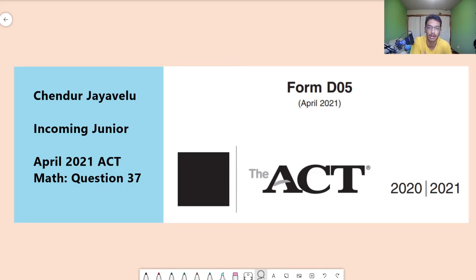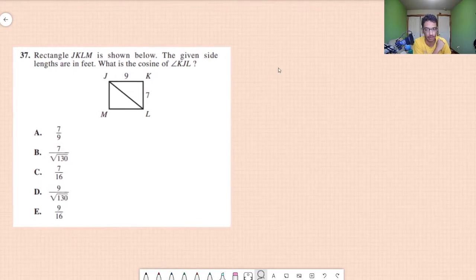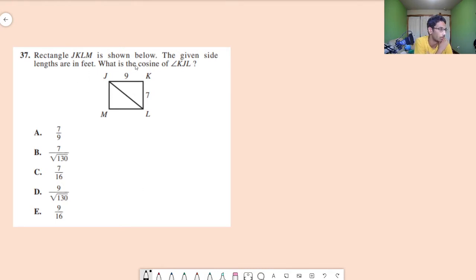I'm an incoming junior in high school, and today we're going to be looking at question 37 of the April 2021 ACT Math section. So let's get to it. Okay, question 37. Rectangle JKLM is shown below. The given sides are in feet. What is the cosine of angle KJL?